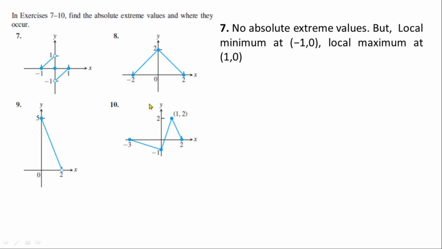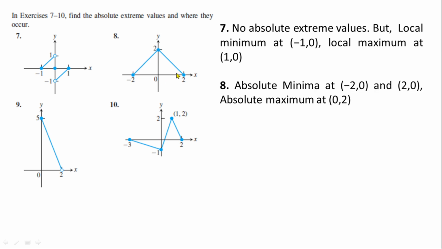Now let us see this graph. These are closed intervals. These points are included. So these two points are absolute minimums. That is, the absolute minimum at x equals -2 and y is 0, and also another absolute minimum at x equals 2, y is 0, that is (2, 0). And the absolute maximum is at x equals 0 and y is 2.